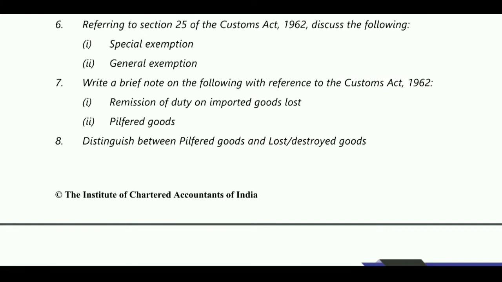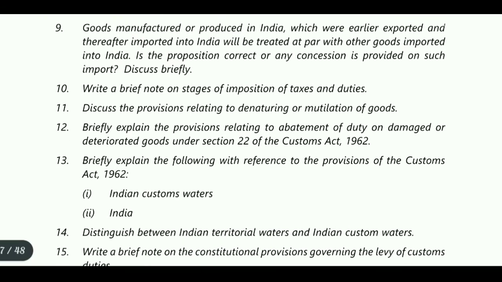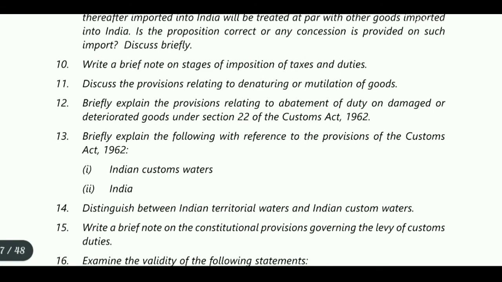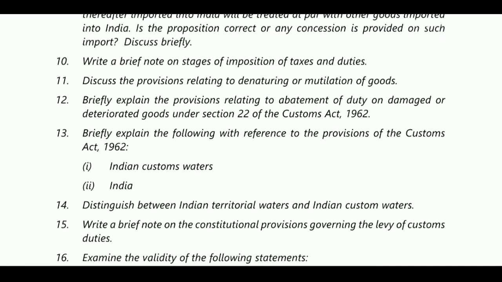In a similar manner, when we go through question number 10 to question number 15 carefully, we see that they have asked us to write a brief note on stages of imposition of tax and duties, and further denaturing or mutilation of goods, then abatement of duty, and Indian customs waters. Then we have defined India, Indian territorial waters, and constitutional provisions. As you can see, these are the basic things that have actually been covered in the previous parts.